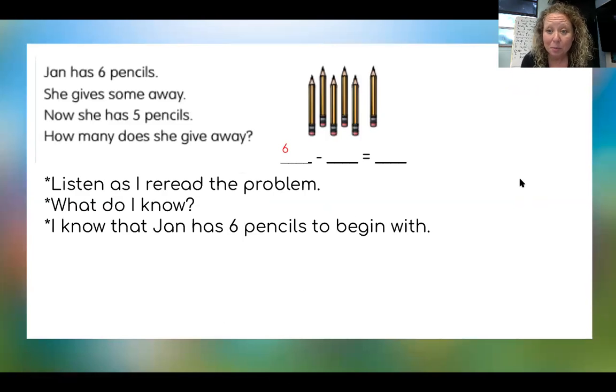Listen as I reread the problem one more time. Jan has 6 pencils. She gives some away. Now she has 5 pencils. How many does she give away? What part of the problem do I know? Well, I know right here that Jan has 6 pencils. She starts out with 6 pencils. So in my equation, that's going to be my first add-in.